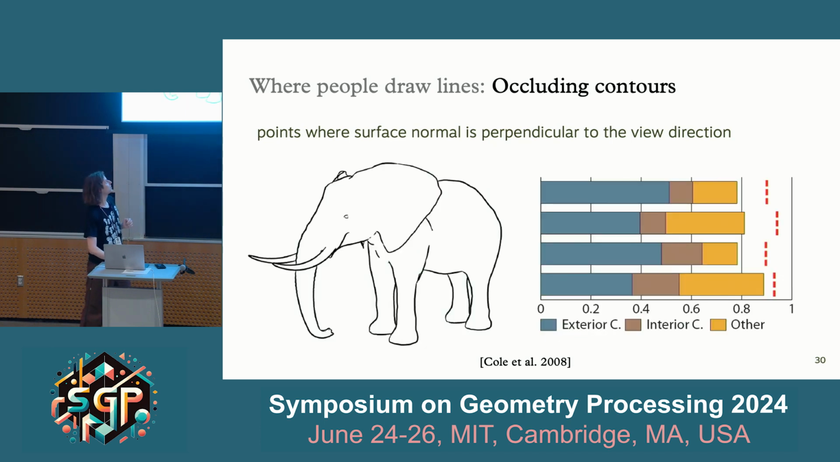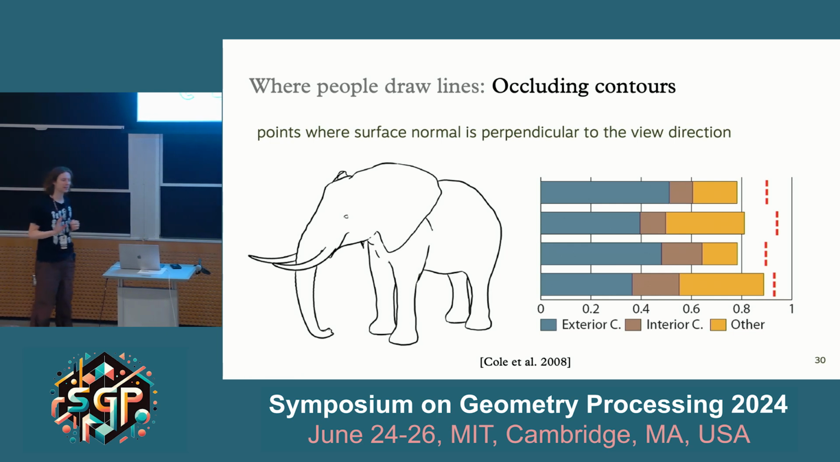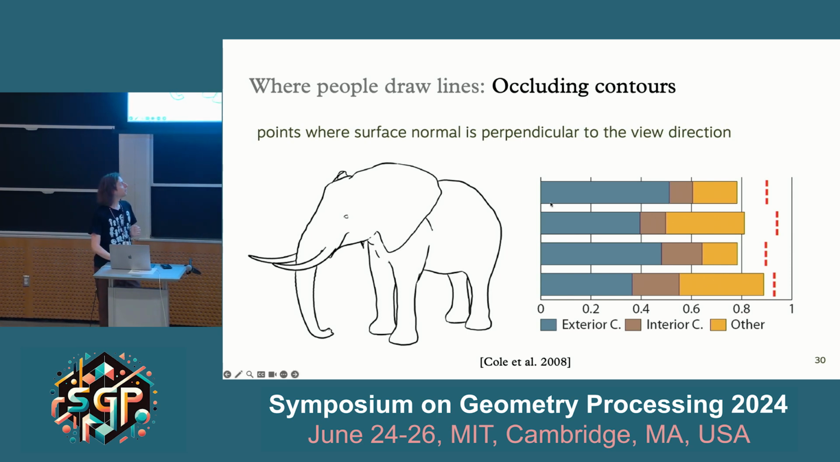By the way, if you just render a 3D object with just occluding contours, it would typically look something like this. Not quite like a drawing, but something in that direction. And if you compute the percentages, roughly more than half of all the drawn curves are actually occluding contours. So a lot of curves.